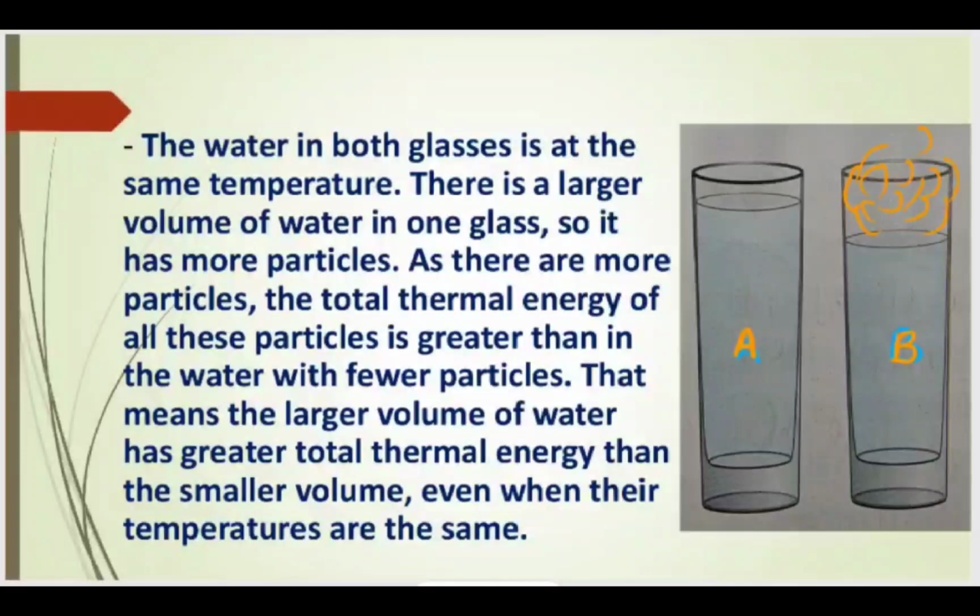So the water in glass B, since it's hot, has more thermal energy, and hence the particles will have a greater energy than that of glass A, though it has fewer particles. So the larger volume of water does not necessarily have greater thermal energy. The one with less water will have greater thermal energy because it has a higher temperature.